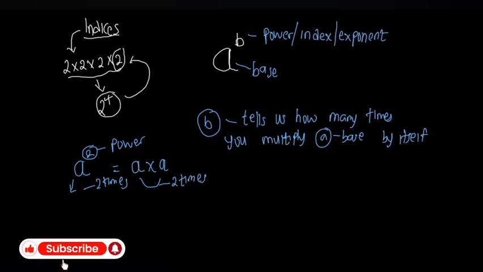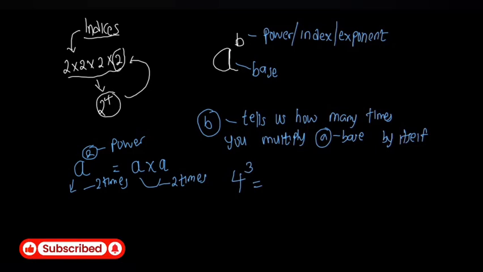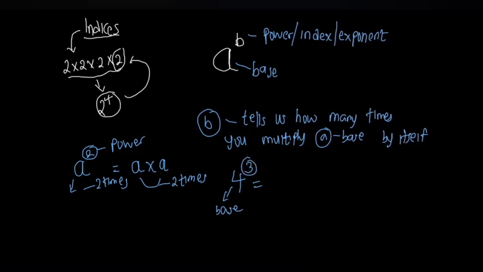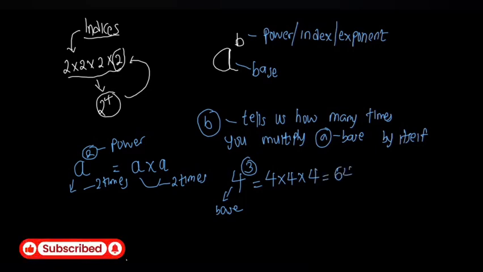Let's do another example now. 4 raised to the power 3. So this tells me that I need to multiply 4, which is the base, how many times? 3 times. That is 4 multiplied by 4 multiplied by 4, and that will give us 64. So the essence of the power here is that it tells us how many times we are going to multiply the base by itself.